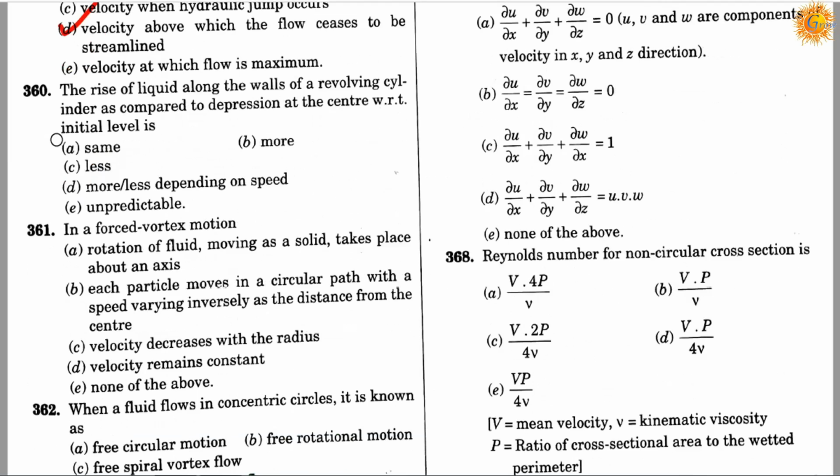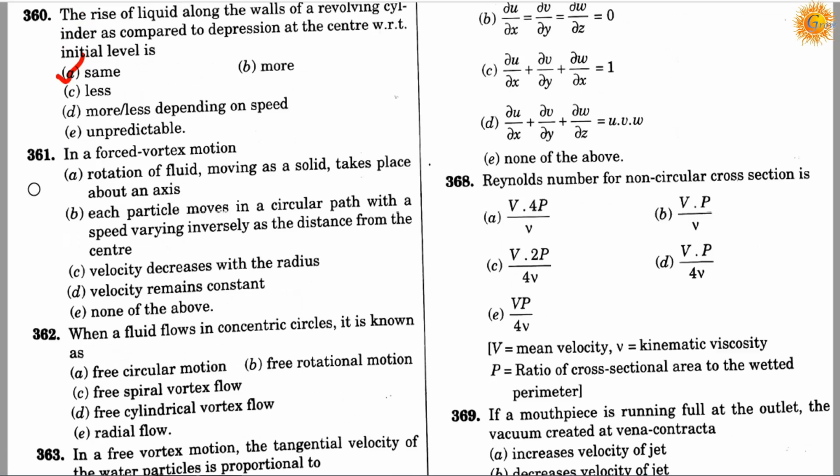Question number 360. The rise of liquid along the walls of a revolving cylinder as compared to the depression at the center, with respect to the initial level, is: option A, same; option B, more; option C, less; option D, more or less depending on speed; option E, unpredictable. Correct answer is A, it will be the same.